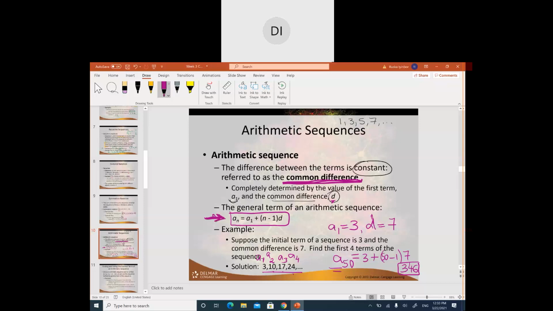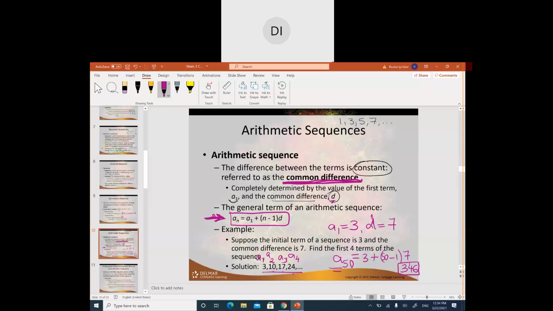Make sense? So A1 is the first number in your list, in your arithmetic sequence. And you know that you add 7 to each of those numbers to get the next. So A1 is 3. When you add 7, you're going to get A2, which is 10. Then when you add another 7, you're going to get A3, which is 17. Then you add 7 to 17, it's going to be 24, which is A4. If I want A5, I'm going to add 7 to 24.